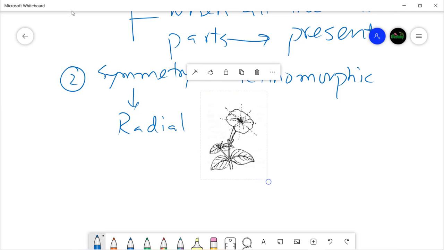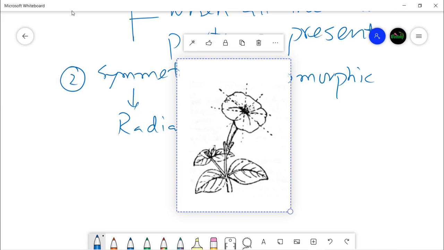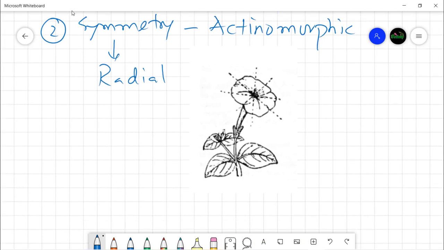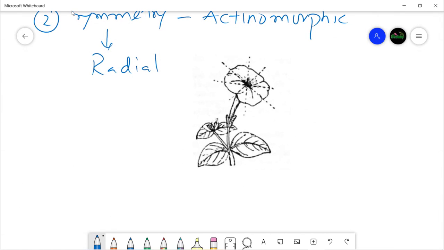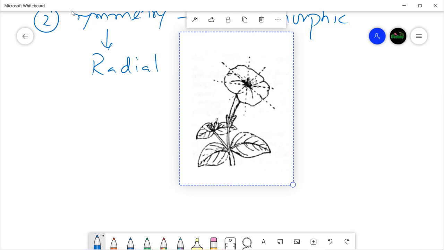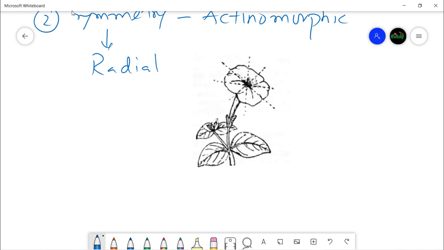So here it is, an actinomorphic flower. Let's enlarge it a little, and as you can see, this is a petunia flower, and it is radially symmetrical. Now these dotted lines indicate the plane. If we cut through any of these planes, like this one or this one, the flower will be cut into two equal parts. So whatever the plane might be, we'll get two equal parts. If a flower, I repeat, if a flower is cut into two equal parts from any plane, then it is said to be actinomorphic, and its symmetry, as I just told you, is radial symmetry.